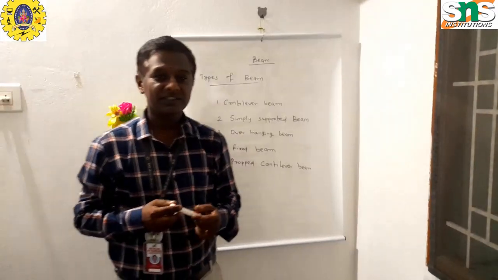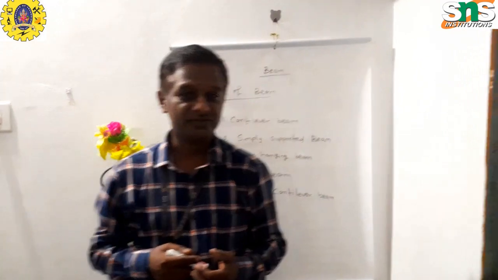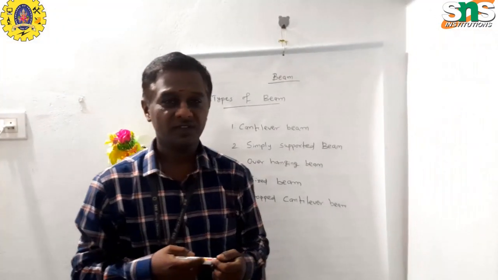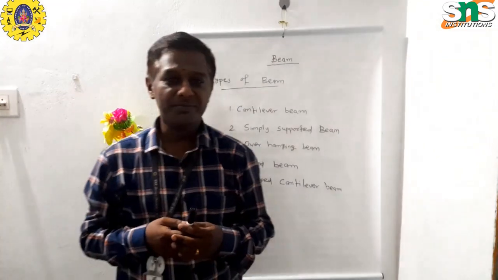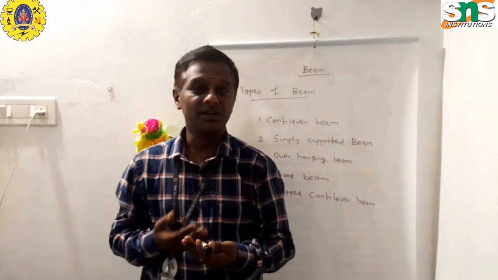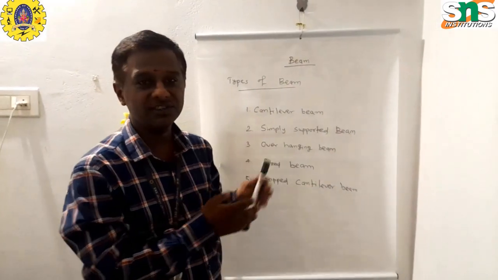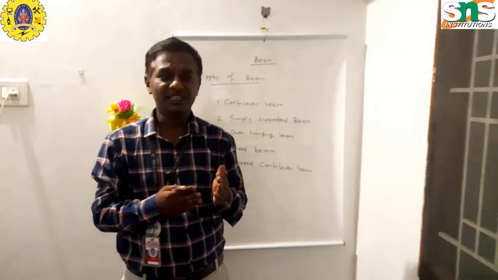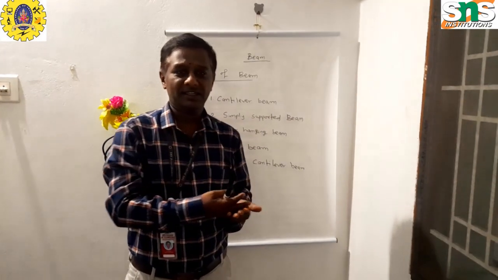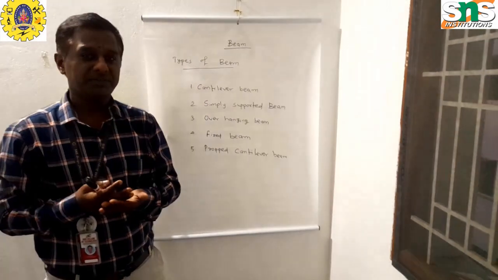Today we are going to discuss the types of beams. First of all, what is a beam? A beam is a structural member. It's a horizontal structural member which transmits lateral loads, not axial loads. It resists whatever lateral load is acting on the beam axis. Okay, that is called a beam.